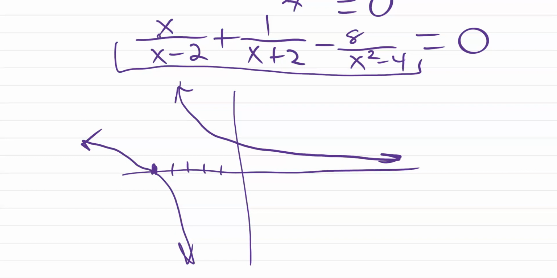Basically, this graph has a hole where? At the domain. So it has a hole at -2 and at +2. So this graph does not exist there. So there's basically a hole right here. And that's where we don't have a solution.